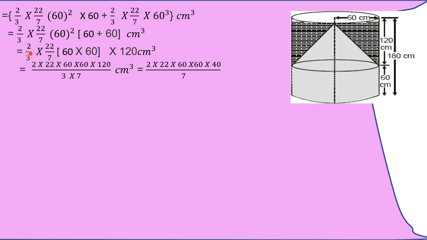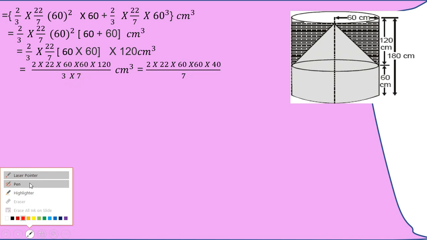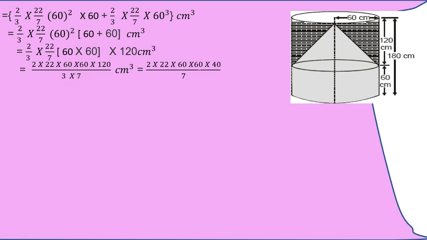Now we can write the numerator and denominator as 2 into 22 into 60 into 60 into 120 upon 3 into 7 centimeter cube. So here we get 2 into 22 into 60 into 60 into 40. How is it? This 3 divides this 120, 40 times. So here we get 2 into 22 into 60 into 60 into 40. So we can say the volume of this solid, after multiplying the numerator quantities, is 6336000 upon 7 centimeter cube.